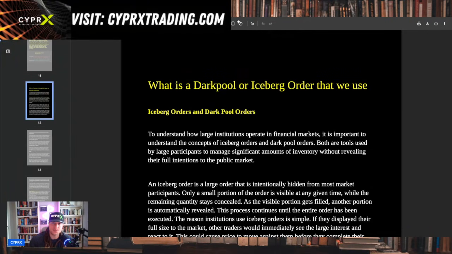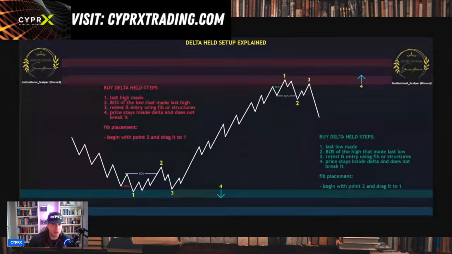All right. Now, back to the delta held pattern formation. We can see here the buy delta held steps, which is number one, highlighting the last low made. Number two, identifying the break of structure of the high that made the last low. Number three, a retest and an entry using a fib or structures. Now, again, we're looking for this pattern at either a delta or at a dark pool.